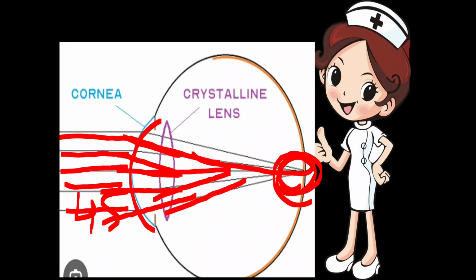So in this way the light refraction takes place through the cornea, and due to its transparency it plays an important role.